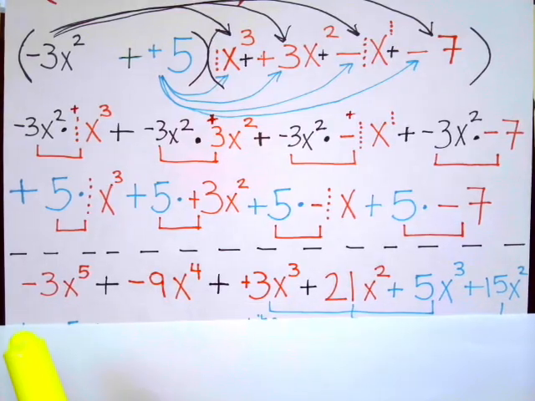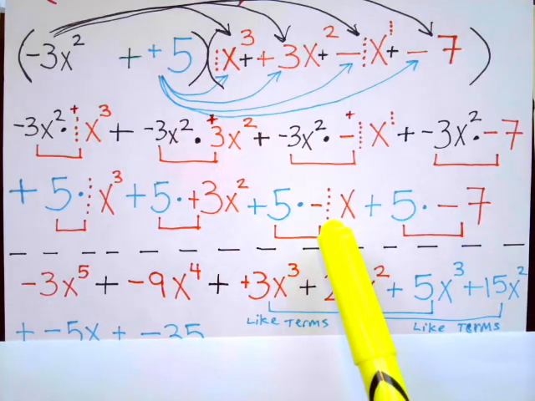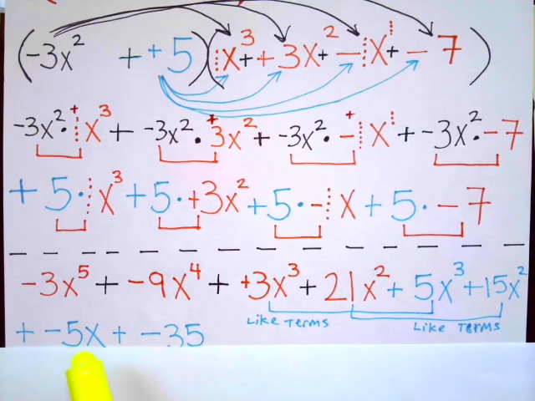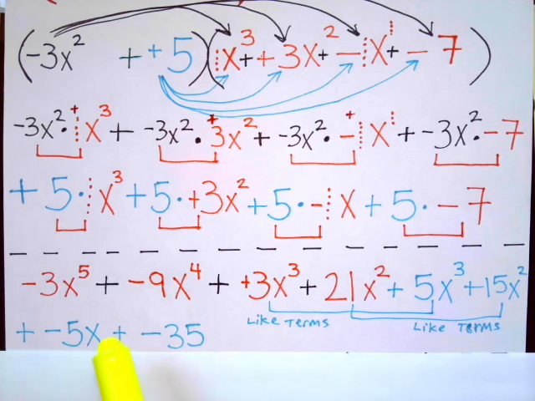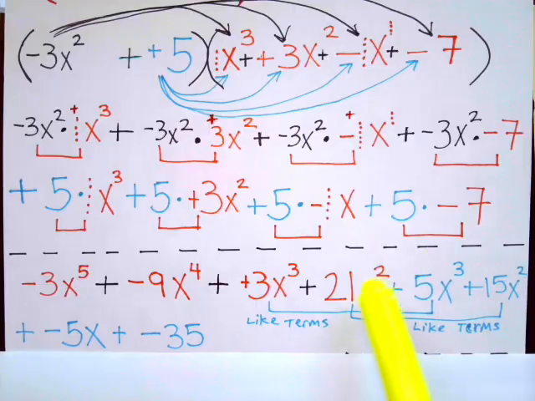There's a plus sign right here. Plus 5 times a negative 1 is negative 5. You got to keep that x. So negative 5x plus, plus 5 times a negative 7 is negative 35.